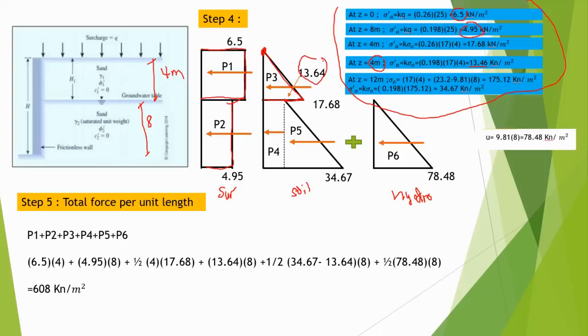Settle. Lepas tu 12 meter pula yang ke bawah ni untuk semua keseluruhan distribution, semua keseluruhan stress. So, you kira dapat 36.67. And then you tarik lepas sini. So, 34.67. Settle. So, tutup. Make sure tutup.